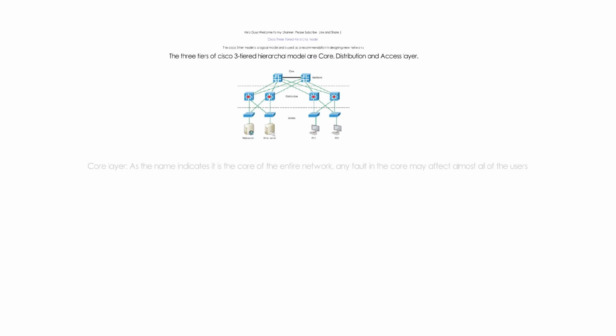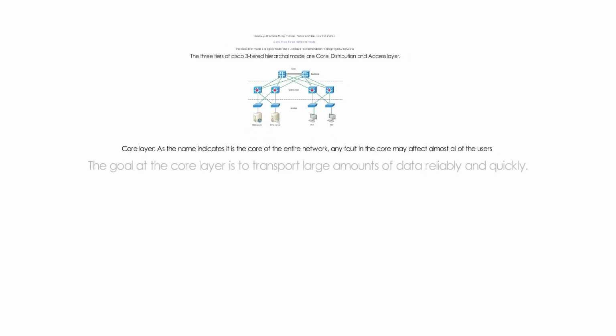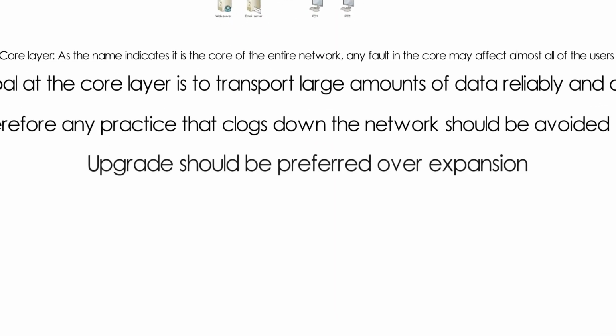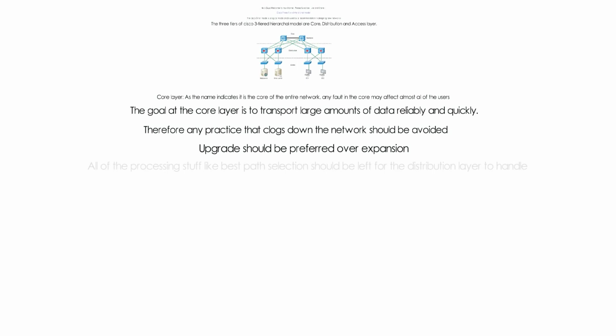Core layer. As the name indicates, it is the core of the entire network. Any fault in the core may affect almost all of the users. The goal of the core is to transfer large amounts of data reliably and quickly. Therefore, any practice that clogs down the network should be avoided. Upgrades should be preferred over expansion. All of the processing stuff like best path selection should be left for the distribution layer to handle.